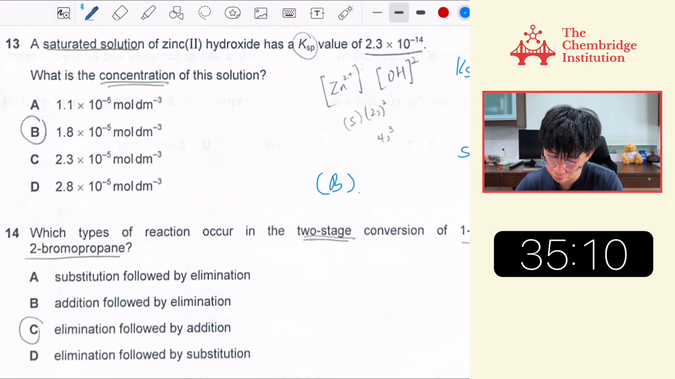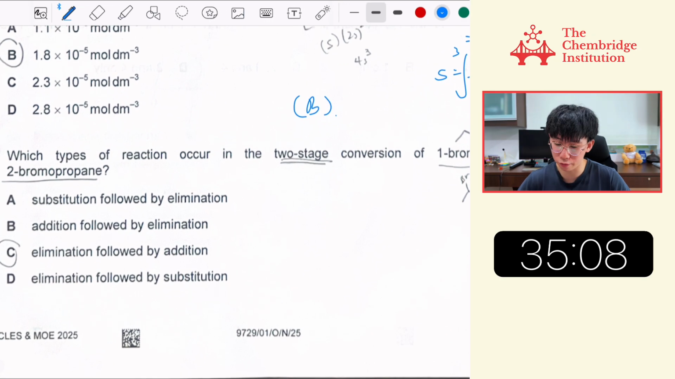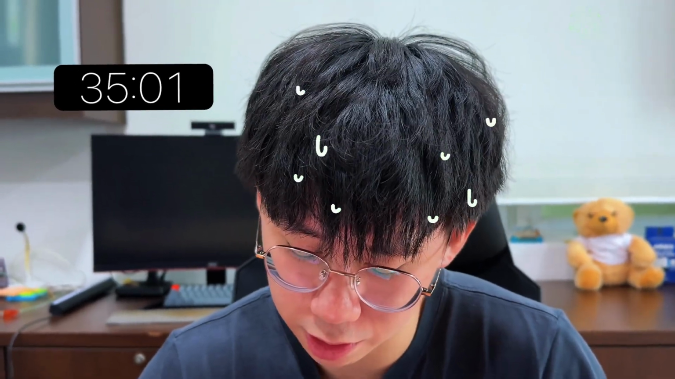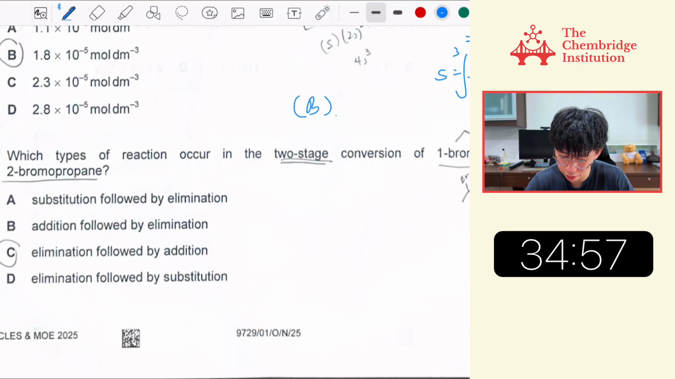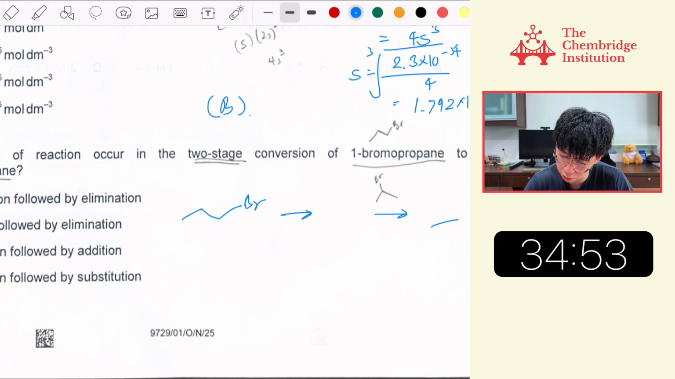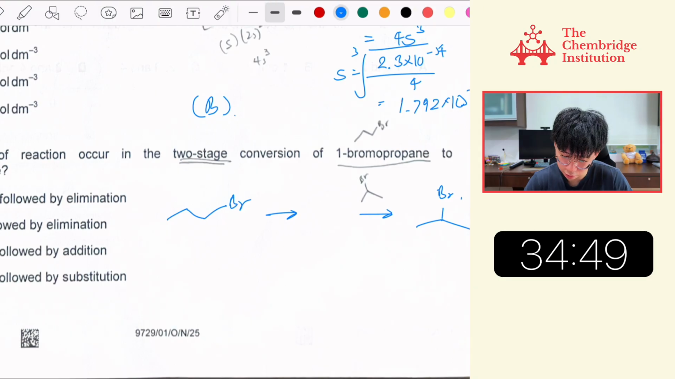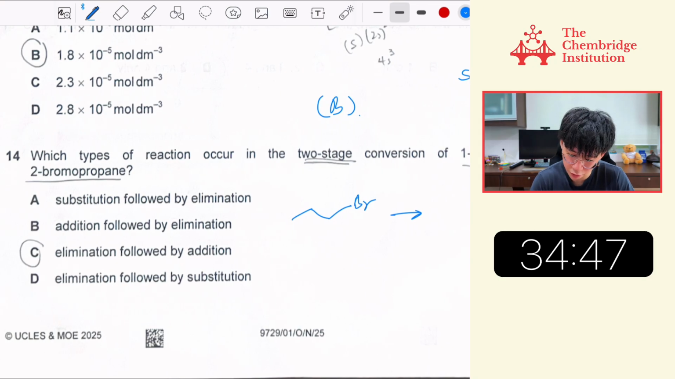Okay. Which types of reaction occur in the two-stage conversion of 1-bromopropane to 2-bromopropane over here? Two-stage conversion. This is okay. I guess I can draw this out. This becomes something and then becomes this. Let's just look at some of the options. Substitution followed by elimination, definitely no, because this will form the double bond in the end. Anything that ends with elimination looks wrong.